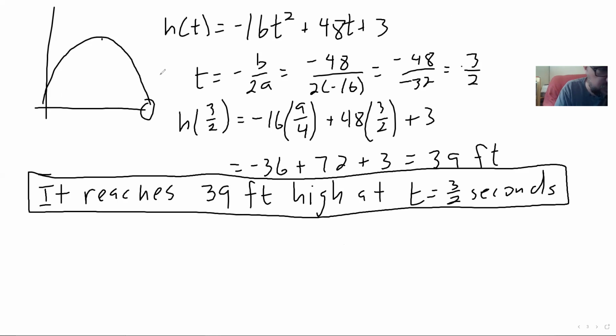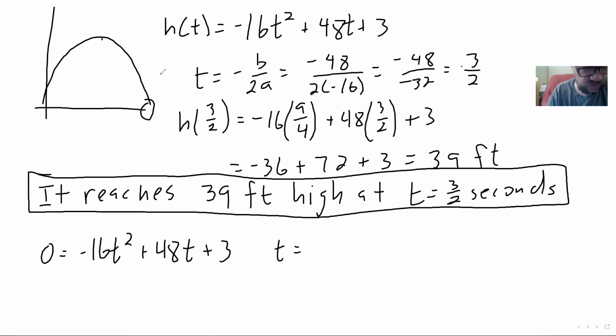So I end up trying to solve 0 equals minus 16t squared plus 48t plus 3, which we know how to do. We just learned how to solve quadratic equations fairly recently. I don't see how that factors, so I think I'm going to use the quadratic formula. That's going to be a bit messy, so I'll probably end up using the calculator.